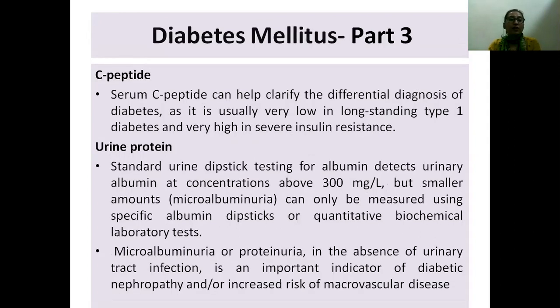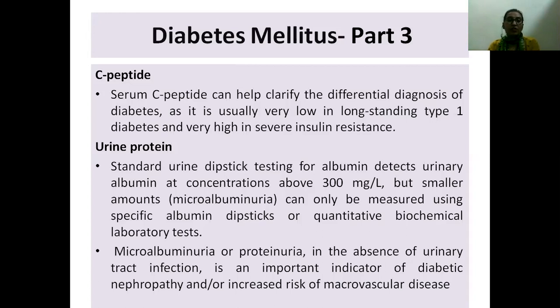The next important investigation is C-peptide. C-peptide can help clarify the differential diagnosis of diabetes. It is usually very low in long-standing type 1 diabetes, and very high in severe insulin resistance. So C-peptide gets increased in type 2 diabetes, and it is usually very low in long-standing type 1 diabetes.